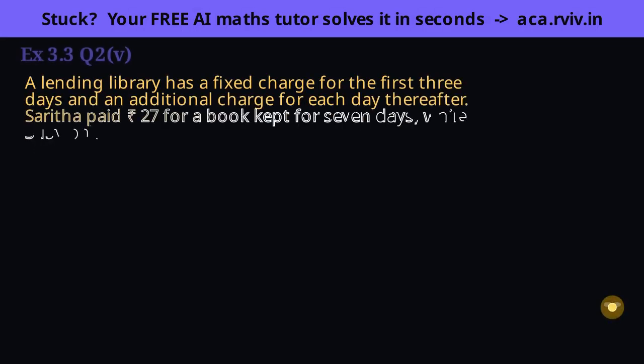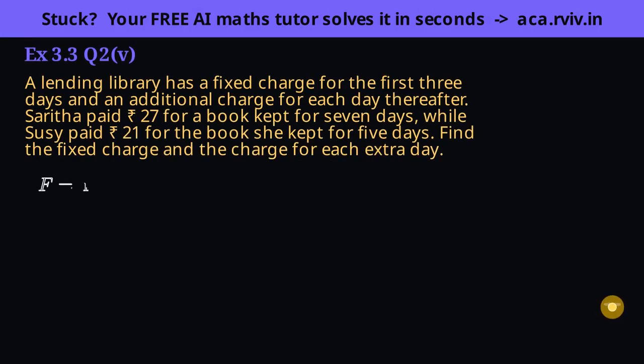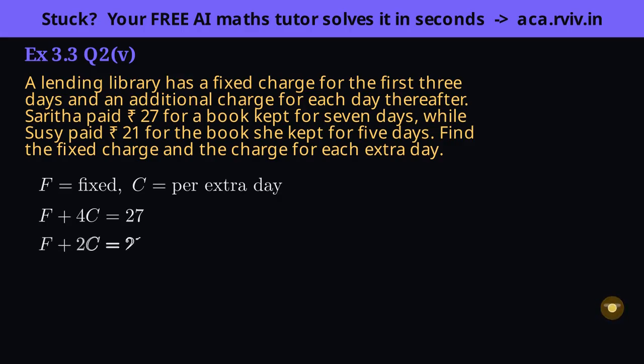Count the extra days carefully. Set up: the first 3 days cost a fixed charge F. Days beyond 3 cost C each, so count the extra days carefully. Saritha's 7 days means 7 minus 3, which is 4 extra days. Sussie's 5 days means 5 minus 3, which is 2 extra days.